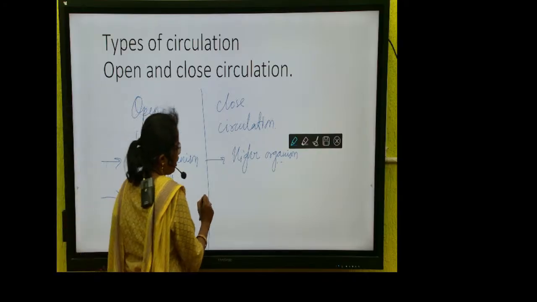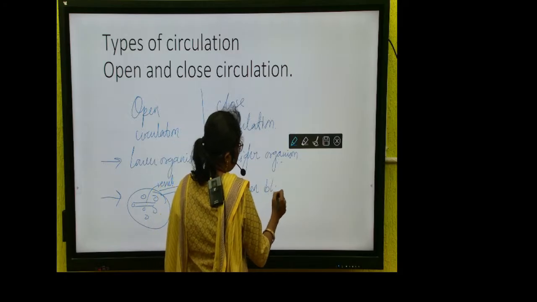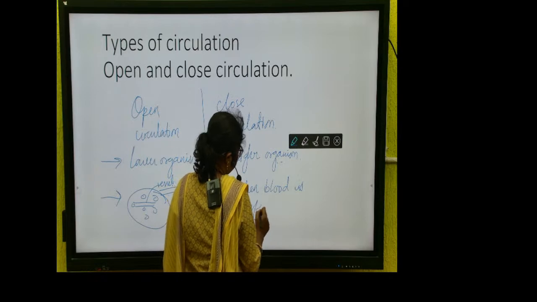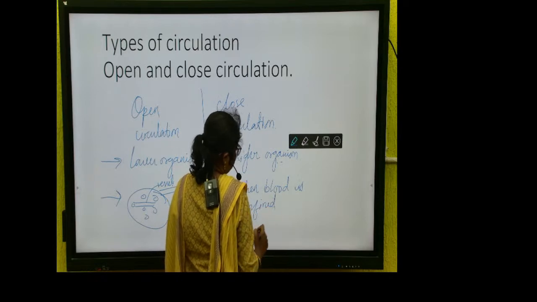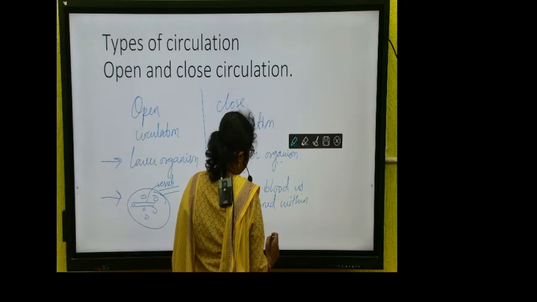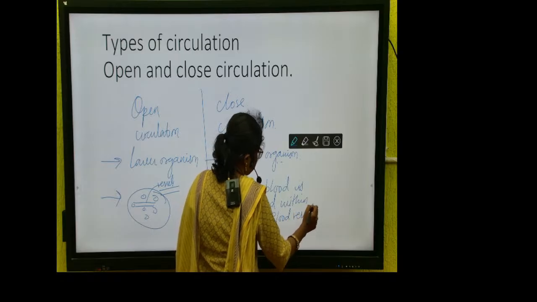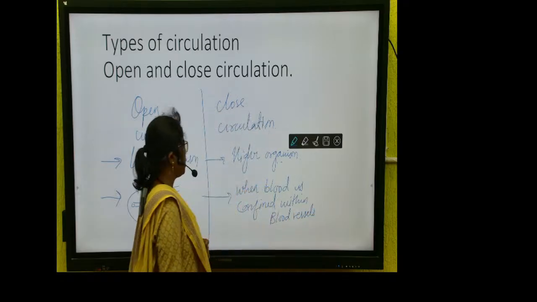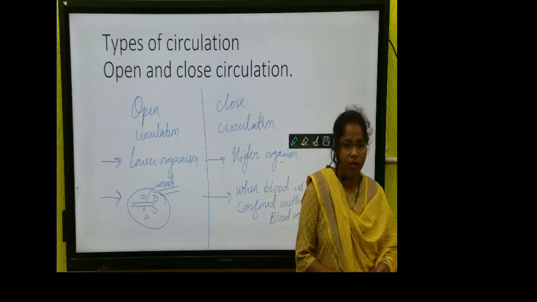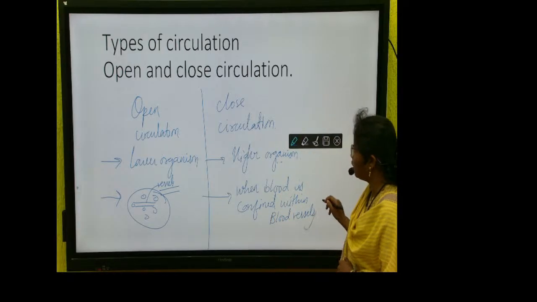Whereas in higher organisms, when the blood is confined within blood vessels, then it is called closed type of circulation. So basically the blood vessels are present in higher organisms, and it is the most advanced type of circulation.